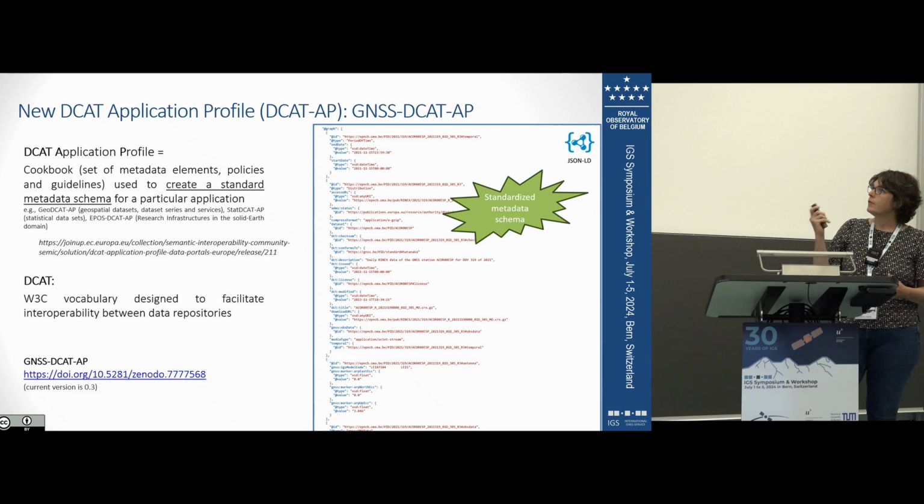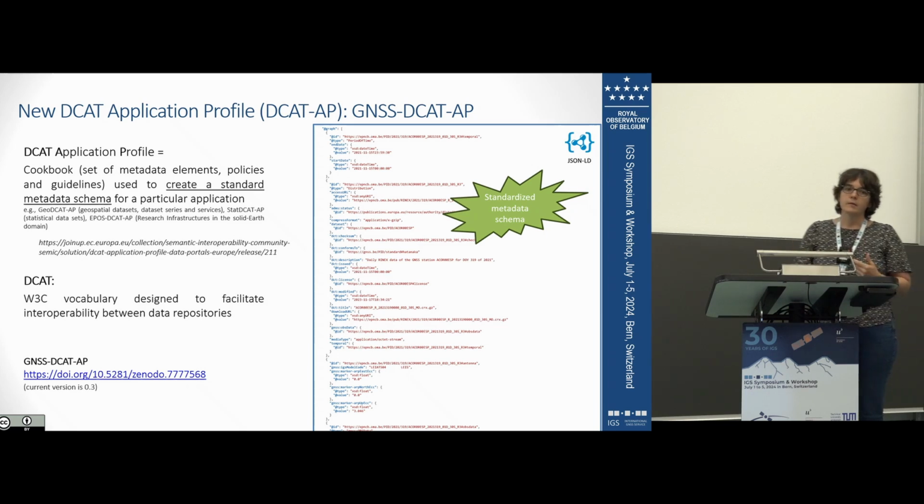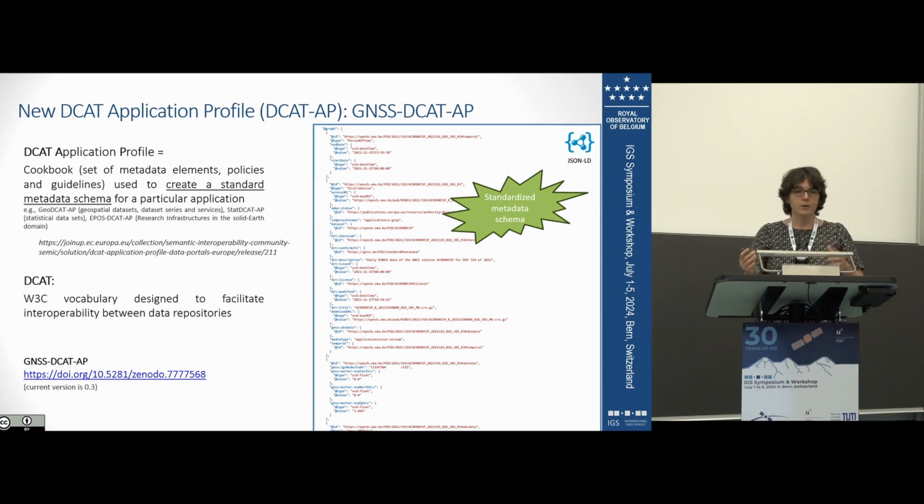The second part is standardized metadata. We need something that is reusable and machine readable by construction and easy to convert into other metadata standards. It's required by the FAIR data principle to enable interoperability and reuse by both humans and machines, and we did it by building a standardized metadata schema called GNSS DCAT-AP.